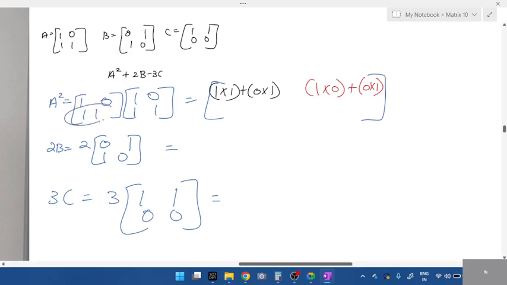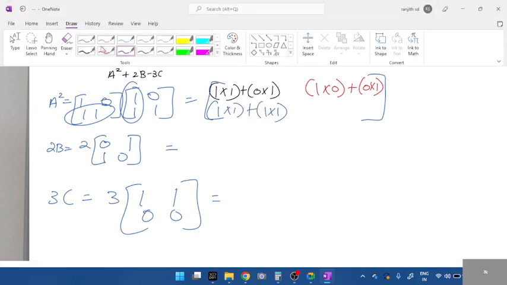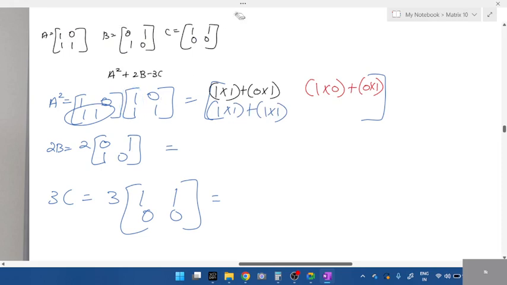Next one. Second row, first column. So 1 into 1 plus 1 into 1. Tell me the next one. Second row, second column. 1 into 0 plus 1 into 1. Everything was positive. If it is negative, just write it, students. Calculate. Here you get 1 plus 0. What's the answer? 1. And here 0. Here 1 plus 1 is 2.